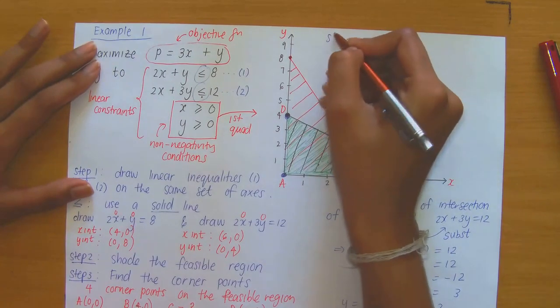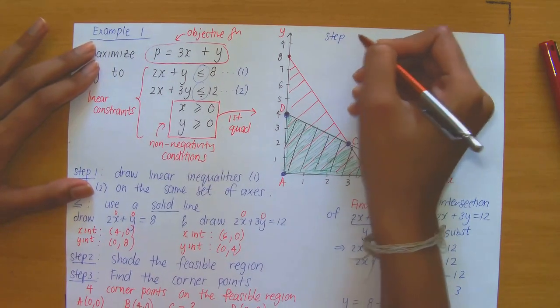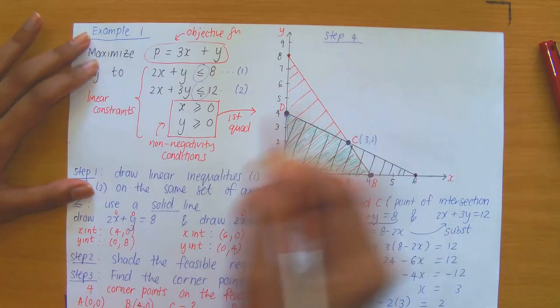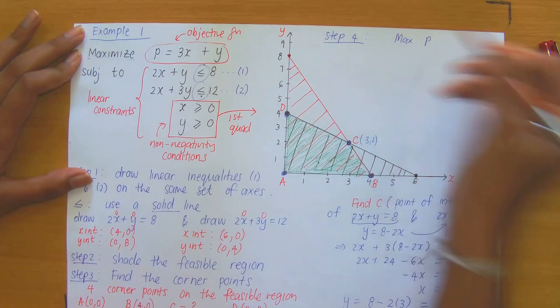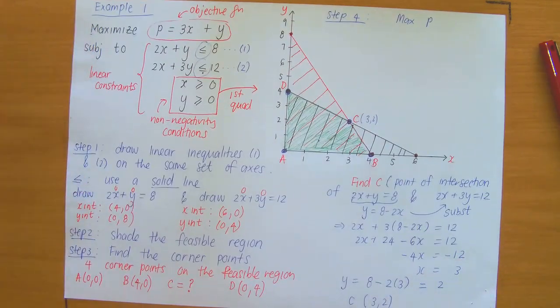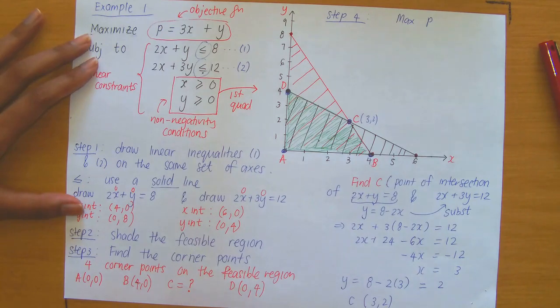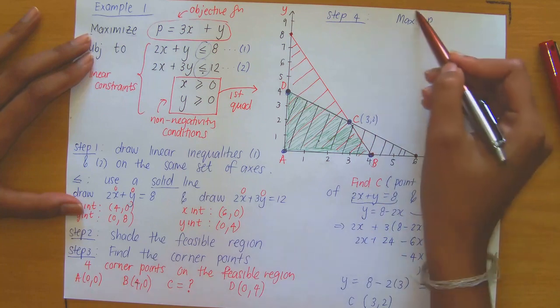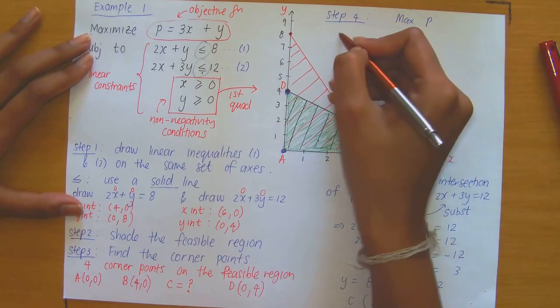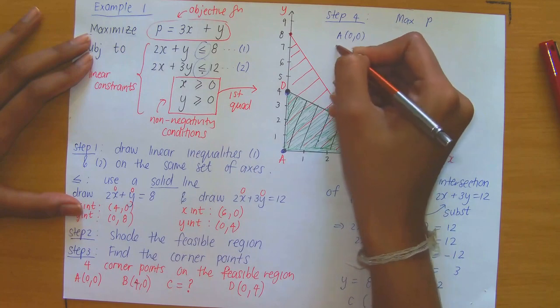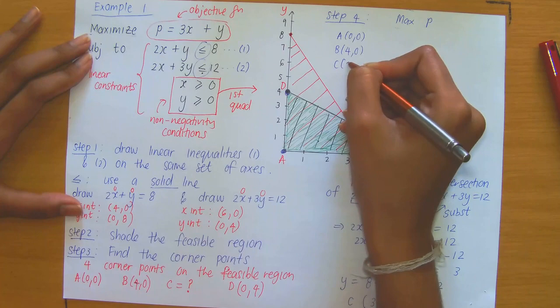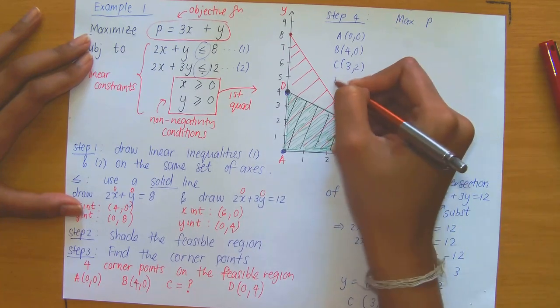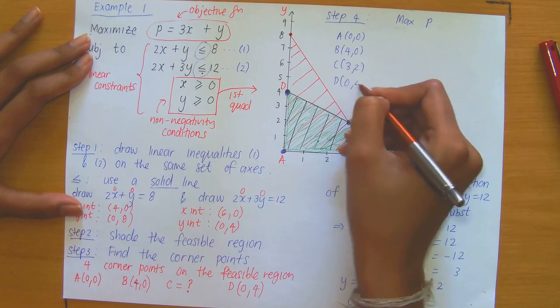Right, step 4 is to either maximize or minimize your objective function. We need to maximize, so we now want to maximize P. Now the procedure that you then follow is you take each of your corner points A, B, C, and D and substitute it into the objective function and get out the answer, and then pick the maximum value. So let's do that. So we have coordinate A, which is 0, 0. We have coordinate B, which is 4, 0. We have C, which we just found, which is 3 and 2. And we have D, which is 0, 4.